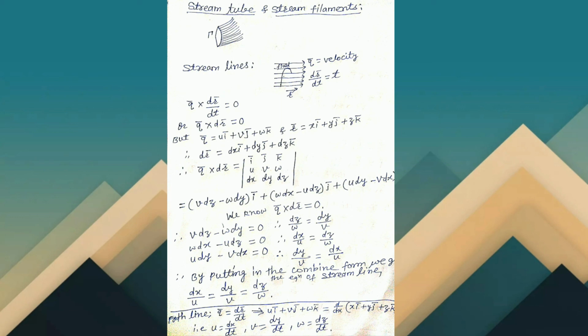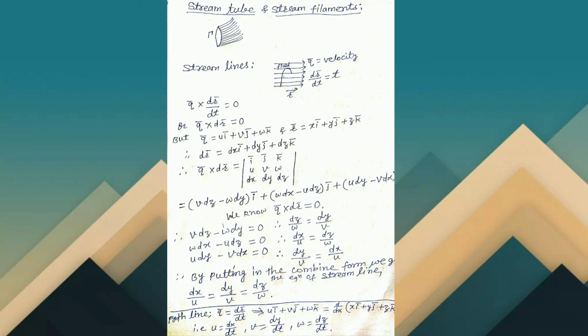For steady flow, the streamline coincides with the path line of a fluid particle. Path lines form a triply infinite set. Now we'll see what is the difference between streamlines and path lines.